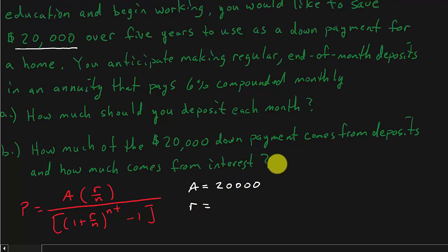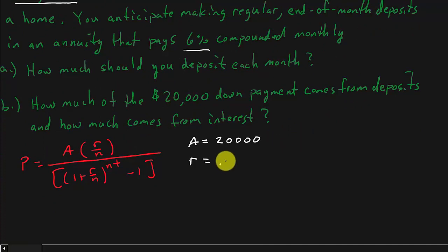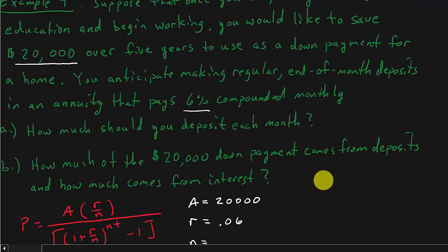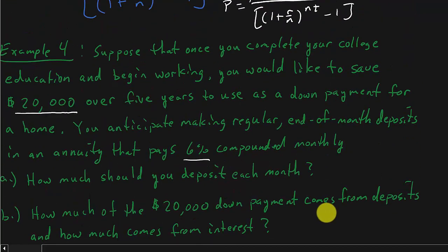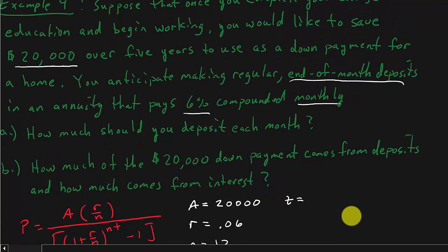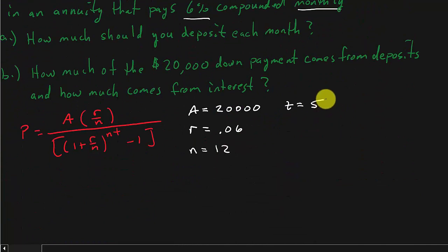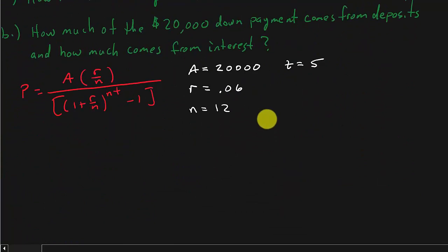Then we need R. So R, well, here it tells us that it pays 6%. So that's 0.06. And then we've got N, and let's see what kind of payments. Regular end-of-month deposits, compounded monthly. So monthly N would be 12, and then T, well, there it says we want to do it over 5 years. So T is 5. So now we just plug this into our formula.